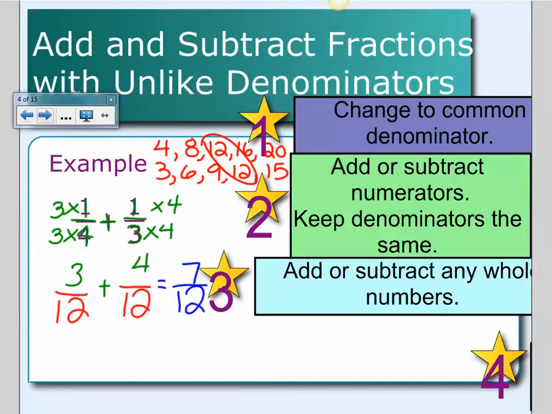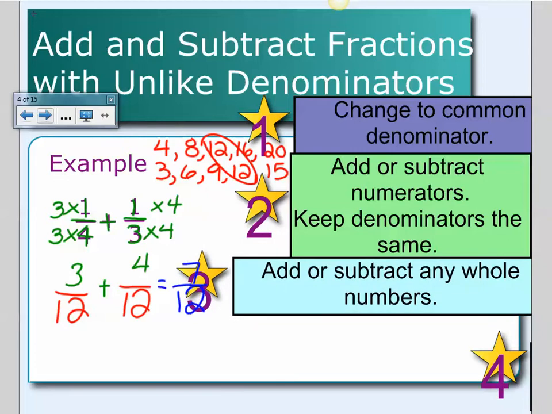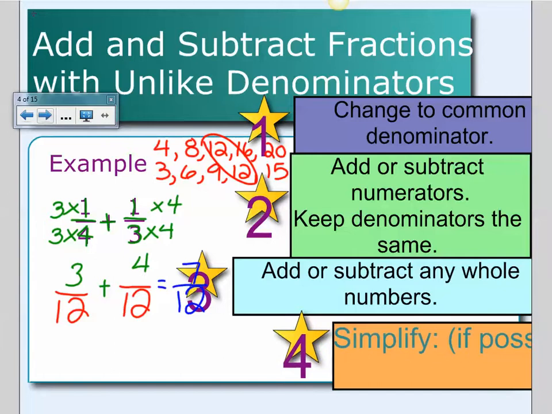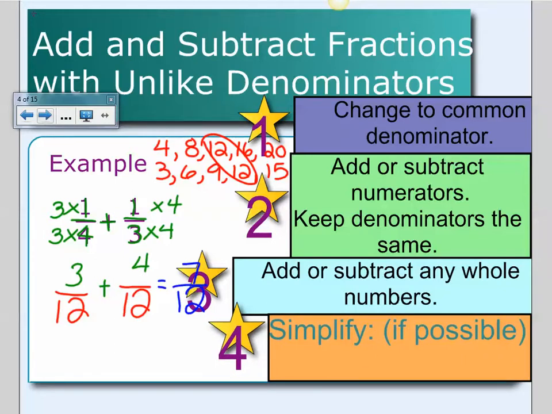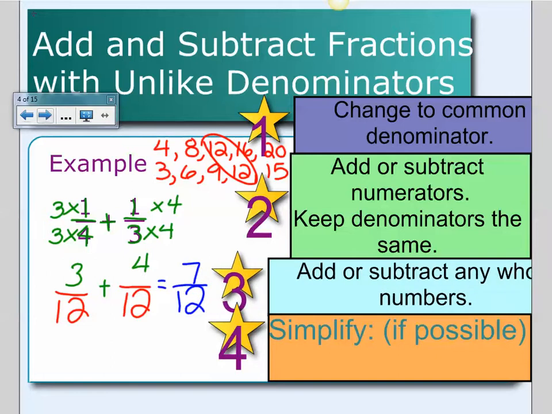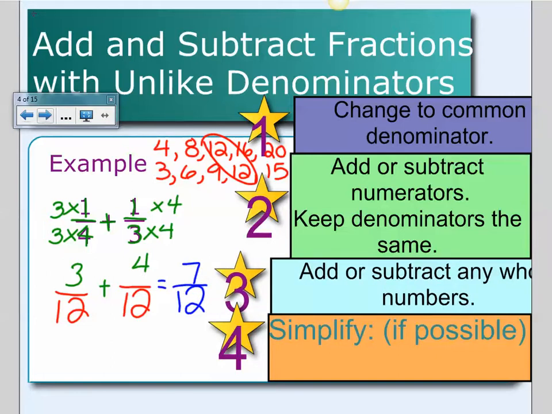Step 3 says add or subtract any whole numbers. Well, in this problem, I don't have any whole numbers, so I don't actually have to do that step. But if there were numbers out in front of my fractions, those whole numbers, I would now add or subtract them together. And finally, step 4 on your note, step 5, simplify if possible. So I always want to look to see if I can simplify my fractions. So when I look at 7/12, I can't simplify 7/12 down, which means I know I'm done with that problem. So I hope you follow along and wrote that example with me.